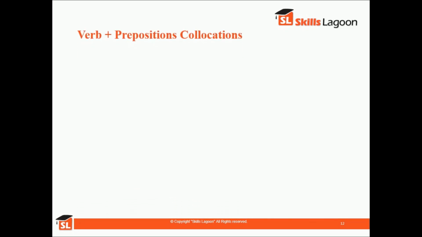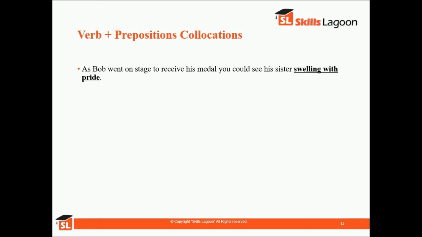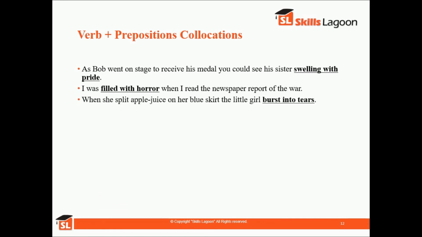Further, there are verb plus preposition collocations. As Bob went on stage to receive his medal, you could see his sister swelling with pride. I was filled with horror when I read the newspaper report of the war. When she spilled apple juice on her blue skirt, the little girl burst into tears.